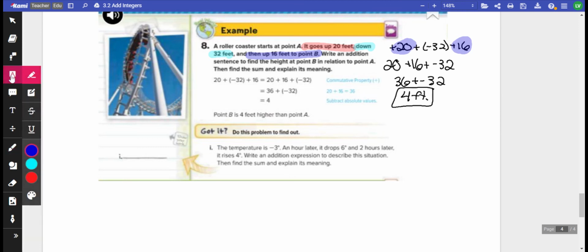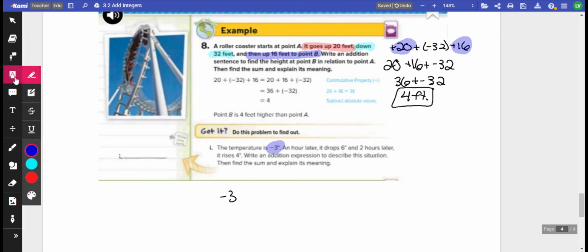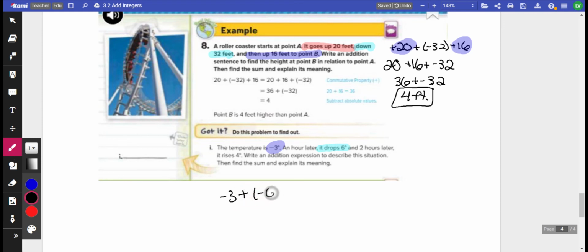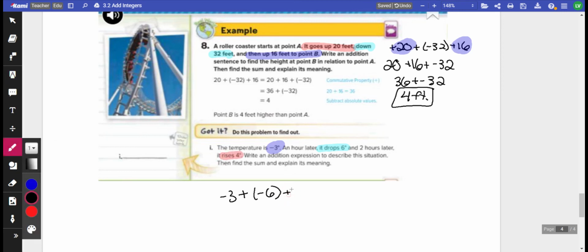Let's pick out the key information. The temperature is negative 3 degrees Fahrenheit. So that's where we start. Negative 3 degrees. I'm just going to write negative 3. An hour later, it drops 6 degrees. So when we're saying that it drops 6 degrees, that means that we are adding a negative 6. And 2 hours from that, it rises 4 degrees. So that means that we want to add 4.